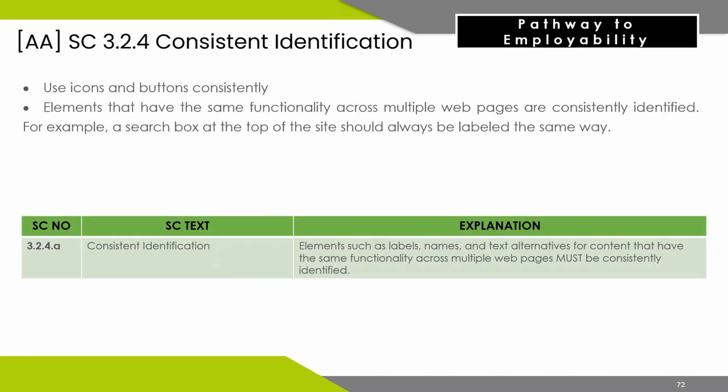The requirements for success criterion 3.2.4 Consistent identification are: 3.2.4.A Consistent identification. Elements such as labels, names, and text alternatives for content that have the same functionality across multiple web pages must be consistently identified.